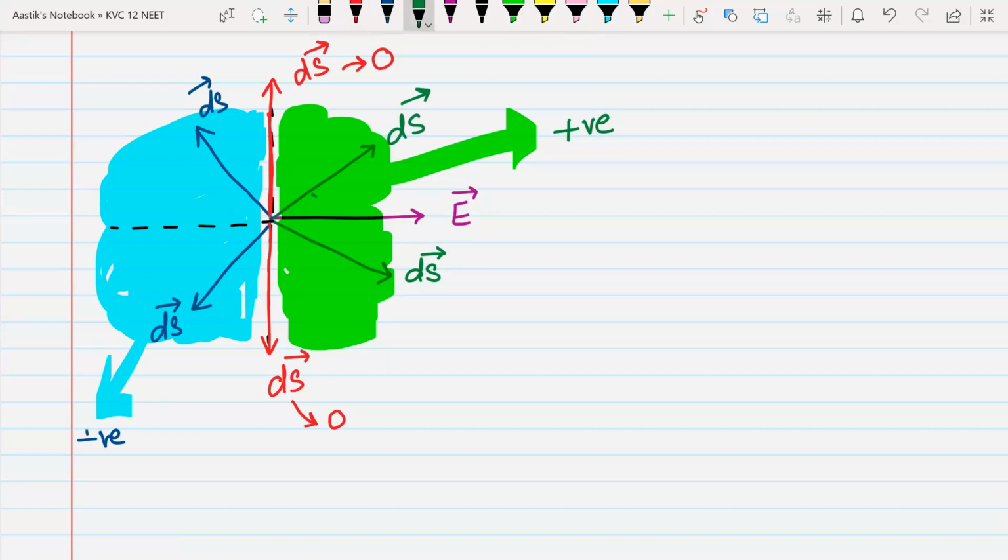Here, your theta is acute. Here, your theta is obtuse. Here, your theta is 90 degrees. I hope we understand it.